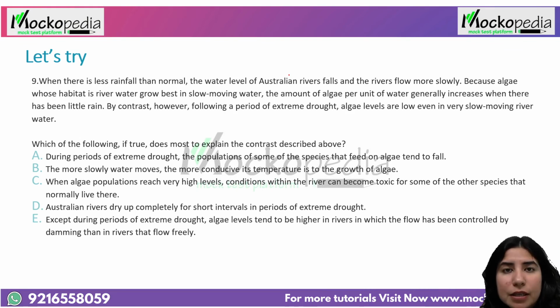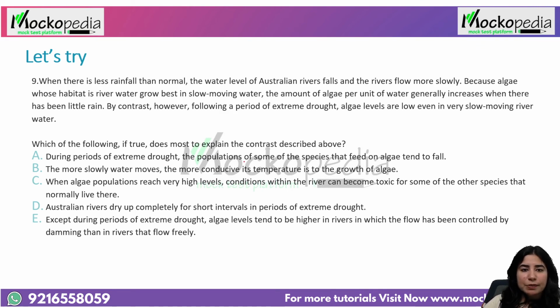So they're saying कि जब बारिश कम होती है तो वाटर स्लो मूव करता है, उसकी वजह से उसमें algae डेवलप करते हैं. But this time there was a period of extreme drought मतलब सूखा पड़ गया था. तो algae levels were low even in very slow moving water. तो ऐसा नहीं होना चाहिए. This is going against what the previous fact is stating. So we need to look for an answer choice that helps us explain why this is happening, right? So let's take a look at the answer choices.